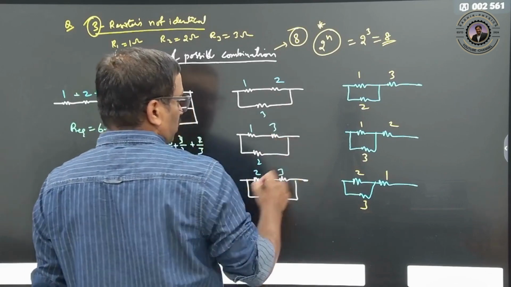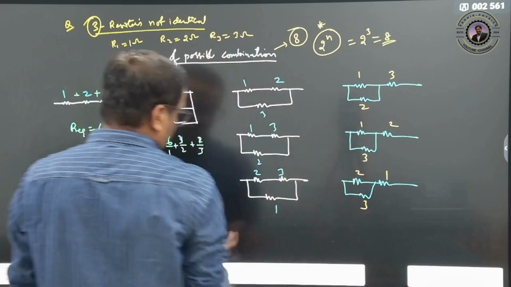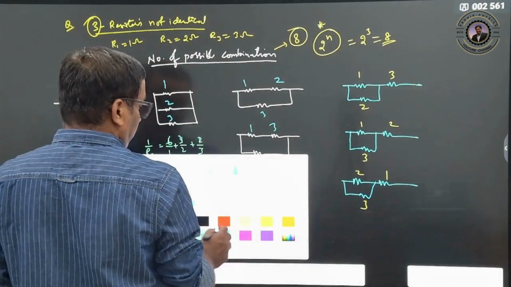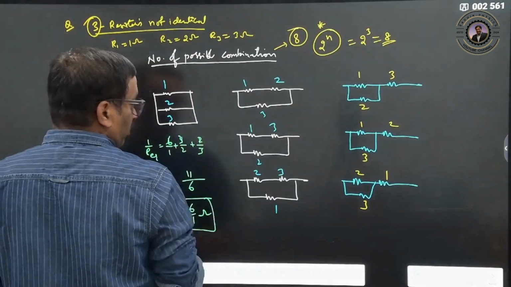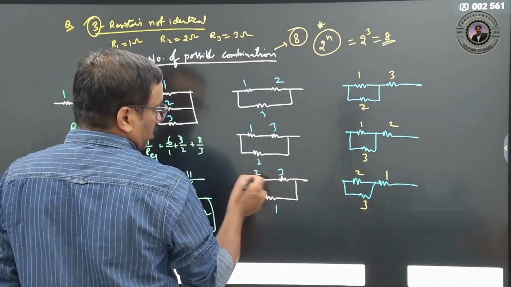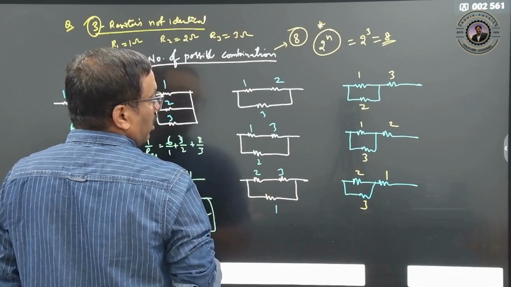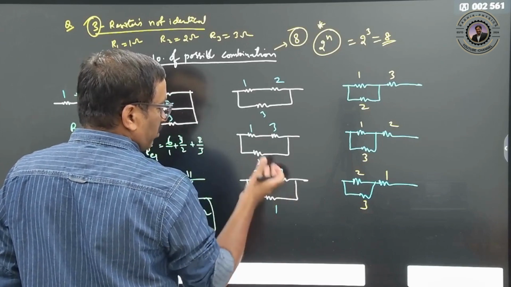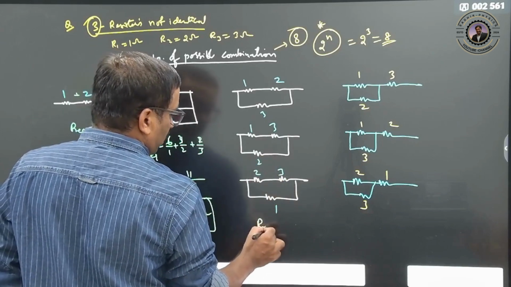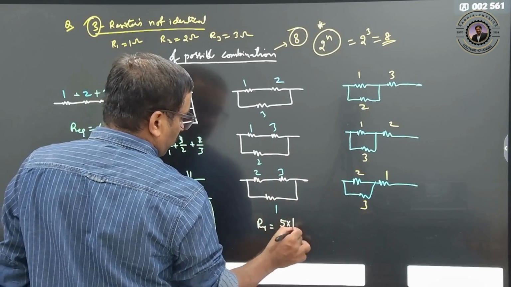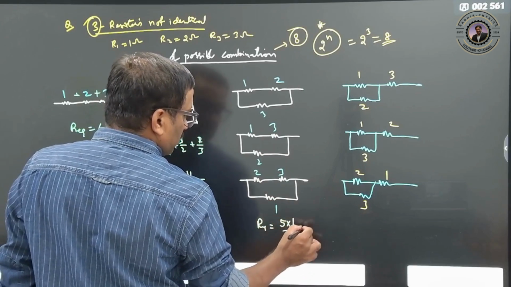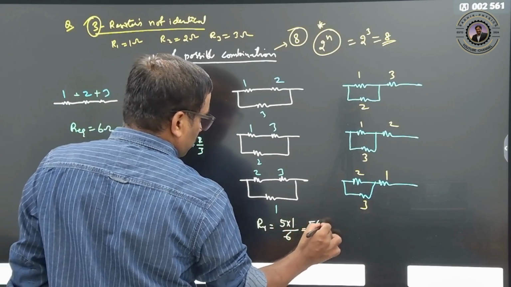I will do this question; for the remaining ones, you try it. Clear? Here these two are in series. Series means 2 plus 1, 2 plus 3, this is 5, and this is in parallel. R equivalent can be written as 5 into 1 by totally 6, so therefore 5 by 6 ohms.